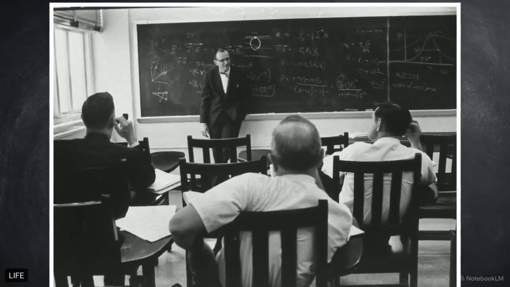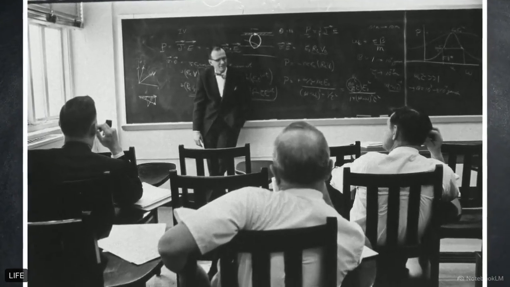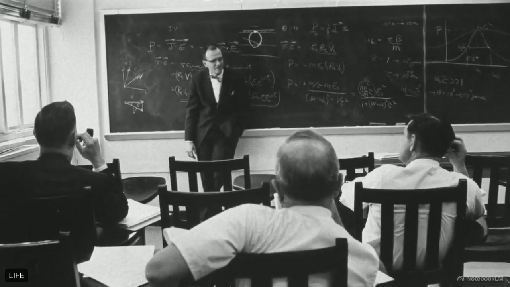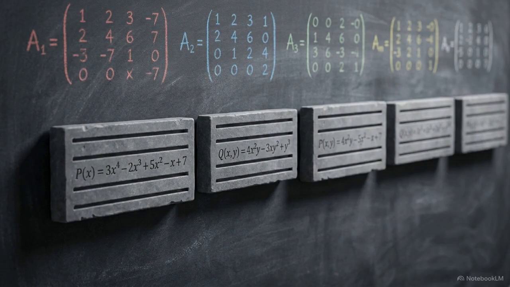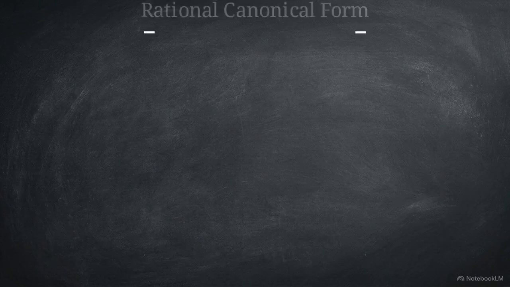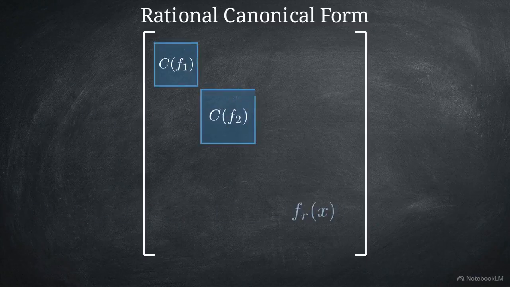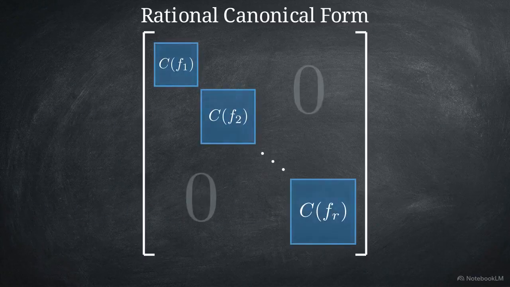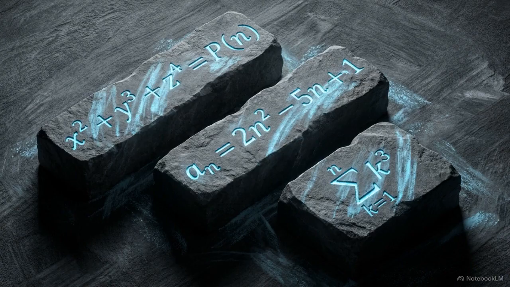A single linear operator can be represented by many different matrices, depending on the basis we choose. To find the properties that remain constant across all these representations, we look for a sequence of polynomials, called invariant factors. These polynomials serve as the components for the rational canonical form of a matrix. By identifying them, we can determine the most direct way to express the operator's underlying structure.